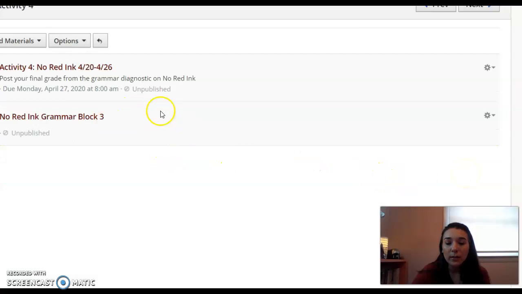You must not only complete the diagnostic, but you must also tell me what your grade was in this assignment document through Google Docs. You must complete both steps in order to get the point for Activity 4, because that's the only way I can enter a grade for you. So you must complete both steps.